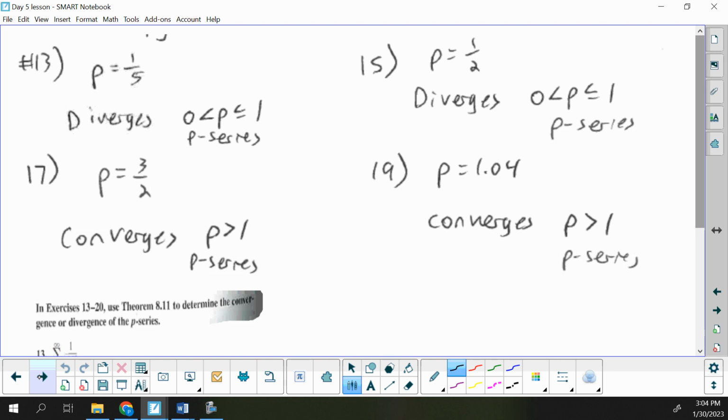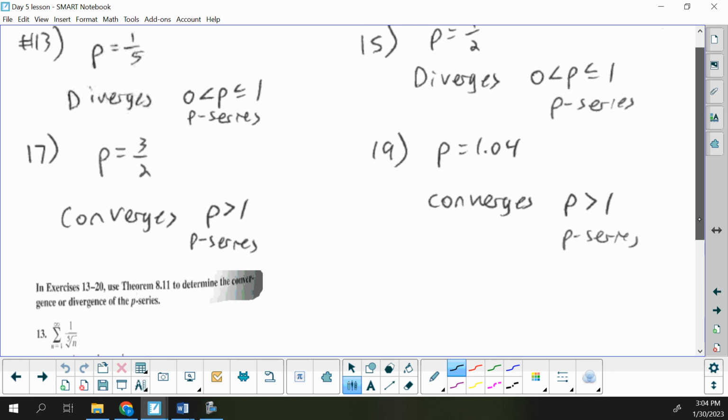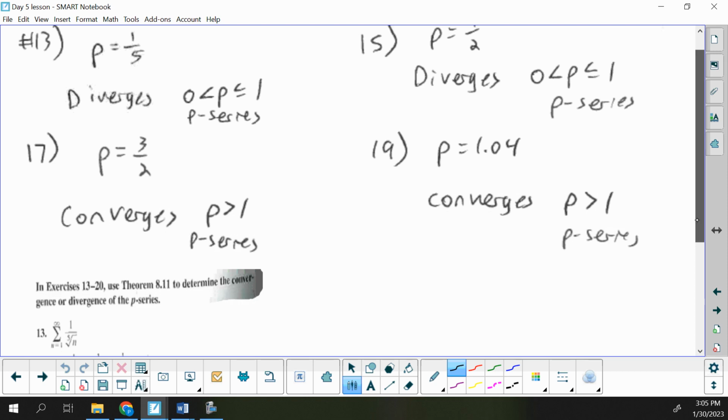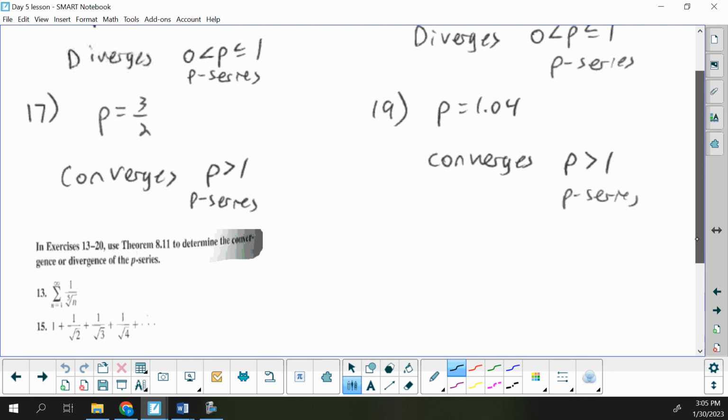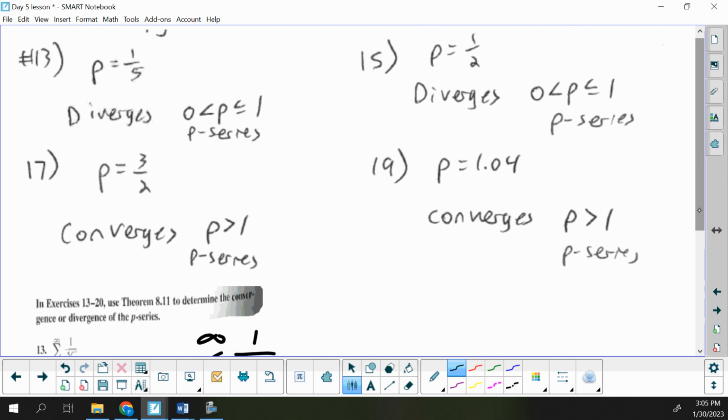All right, so our first one, we had fifth root of p in the denominator, so that means your p-value is 1/5. Anytime p is greater than 0 but less than or equal to 1, that's a diverging p-series. In 15, that's the same as having the series, sum n equals 1 to infinity of 1 over n to the 1/2. So that's a p-series where p is equal to 1/2. So same reason as in 13 of why it diverges. P is greater than 0, less than or equal to 1.